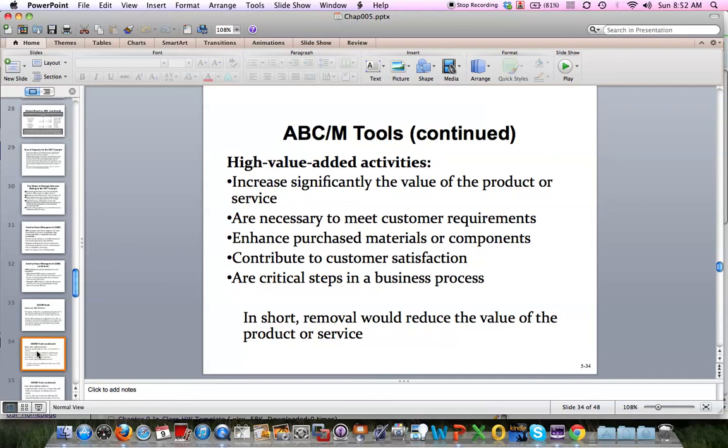Okay, so if you remove one of these, you are then completely affecting the value of the product or the service that's being provided. In other words, the customer may not want it anymore. Okay, if you affect one of these.